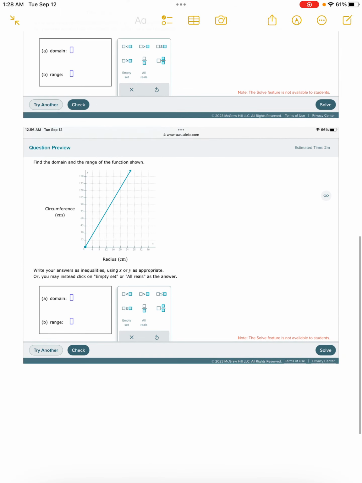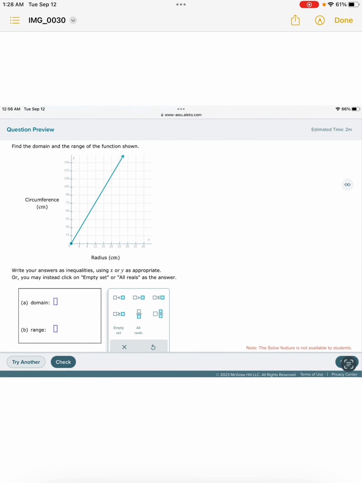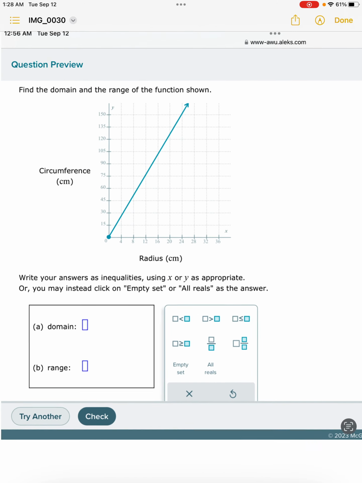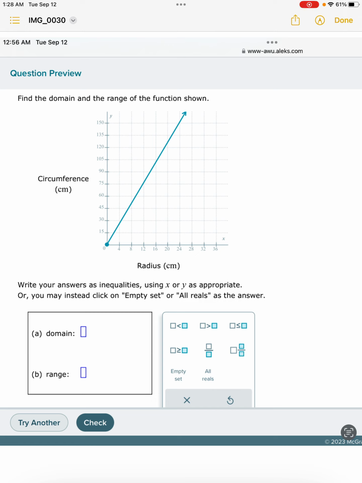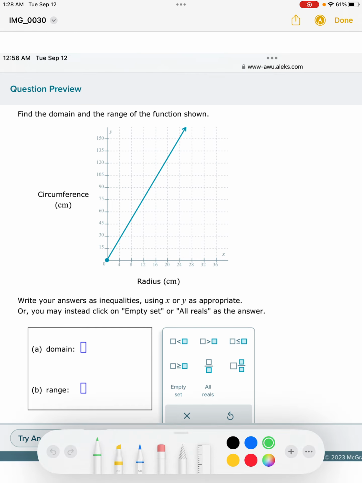But this is one that I wanted to show you because we did not get an example that had an arrow. Okay. What arrows do is basically they go on forever. Okay, so let's write that down. So arrows mean forever. They never stop.